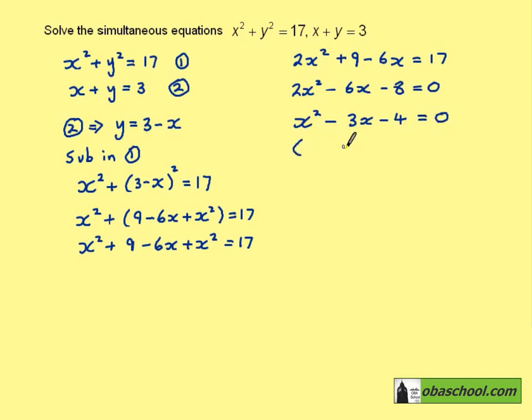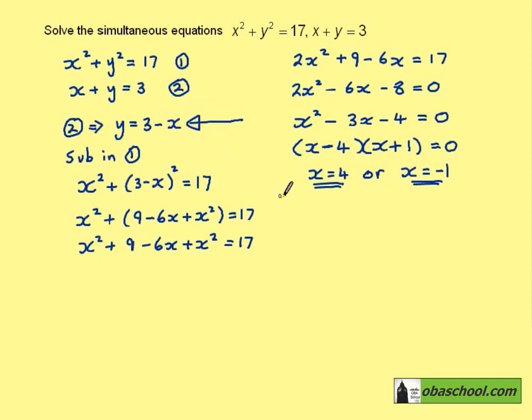We can factorize this quadratic into 2 brackets. We have x and x, 4 and 1, and minus 4 plus 1 gives us the minus 3. This gives us x is 4, and this gives us x is minus 1. To find corresponding values of y, it's best to go back to here.